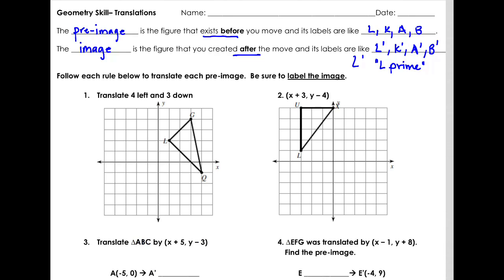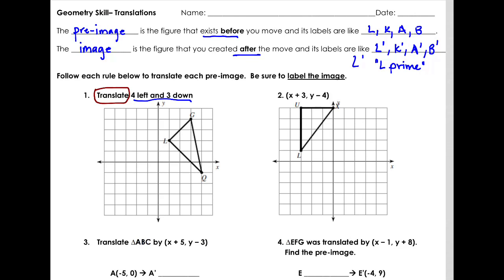So you may or may not remember this from middle school, but when you translate, you're basically moving the figure. You're not changing the size of this shape, you're basically just moving it. And so in number 1, we have some verbal directions. So we know we're going to go 4 left and 3 down. So basically you're going to take each coordinate that's marked and you're going to follow the directions.